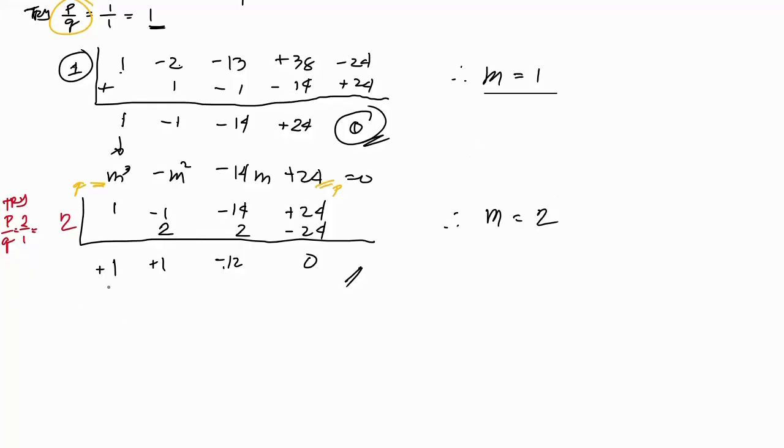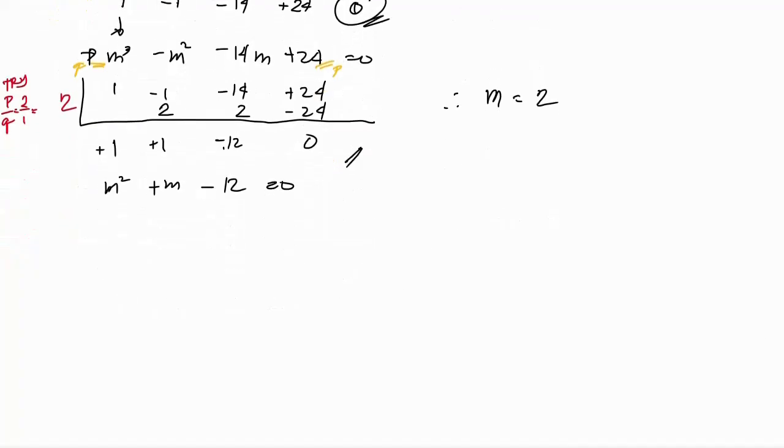Okay. This time, we can now reduce from this equation to the second power. So we have m squared plus m minus 12 is equal to 0. And as you can see, we can also continue by using the synthetic division with P and Q, trying all the factors of P and Q, dividing them with each other, and checking if you can come up with 0.